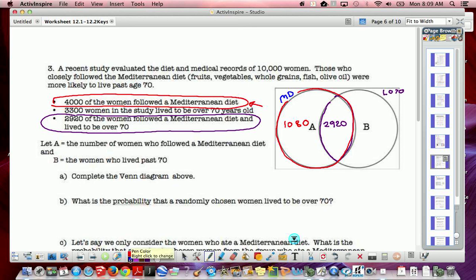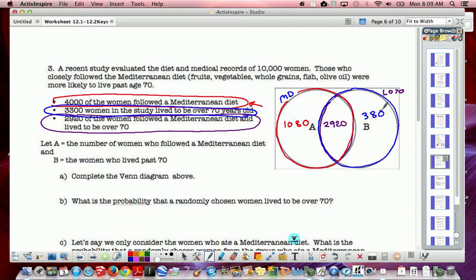Okay? So now this last number here that we're looking at, the 3,300, lived to be over 70 years old. So live to be over 70 must encompass this entire circle, 3,300. I've accounted for 2,920 of them, so I still need 380 to make my total of, in this case, 3,300 that lived to be over 70.